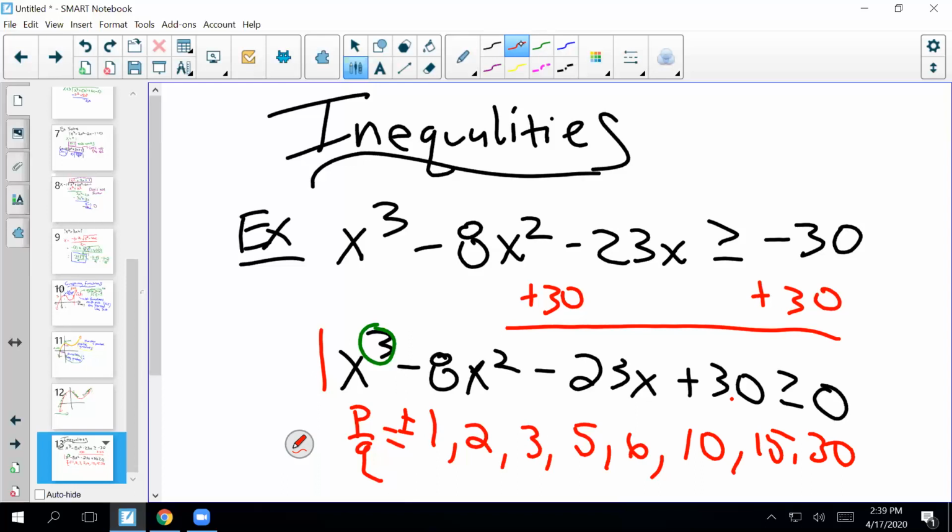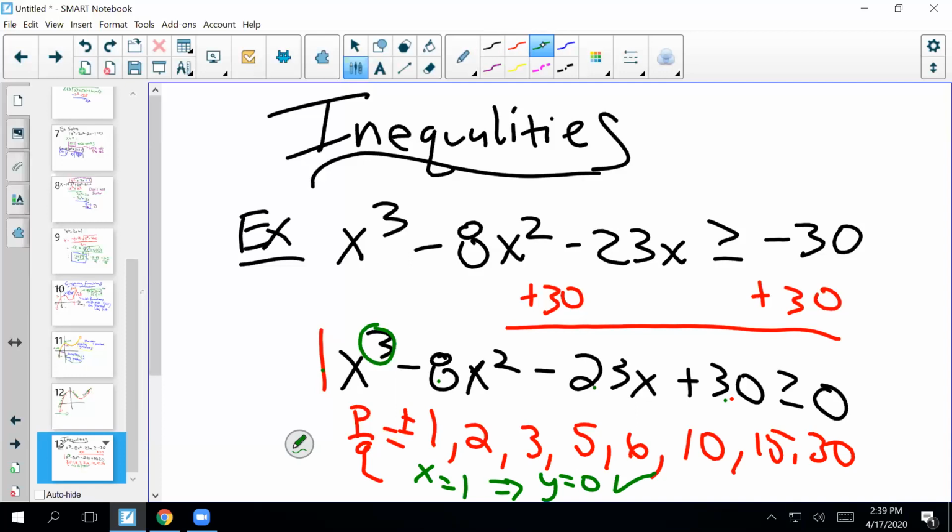And in fact, in this case, it does. One is going to work here, I believe. So if you plug in just x equals 1, you're going to get 1 minus 8 is -7, minus 23 is -30, plus 30 is 0. So this leads to y is equal to 0. So that's going to work. That's the solution.